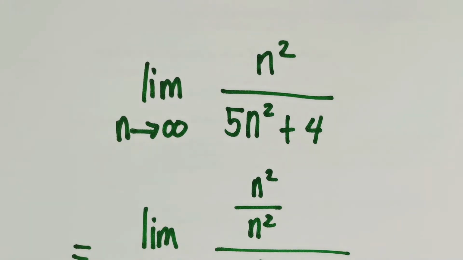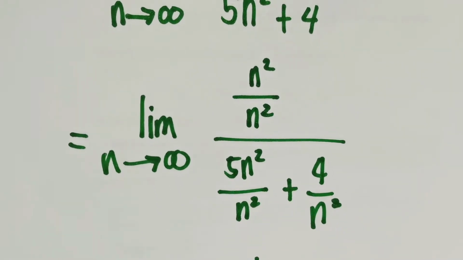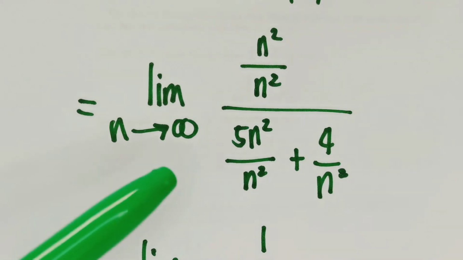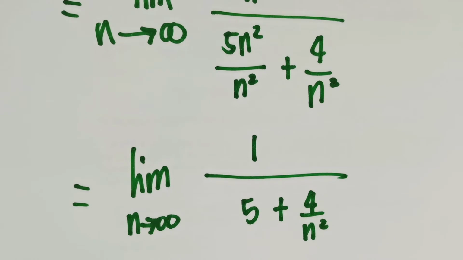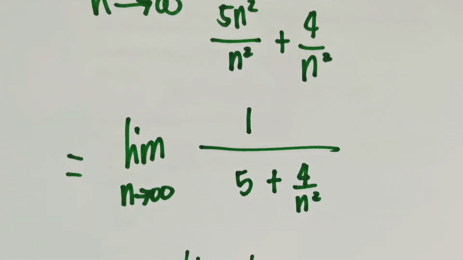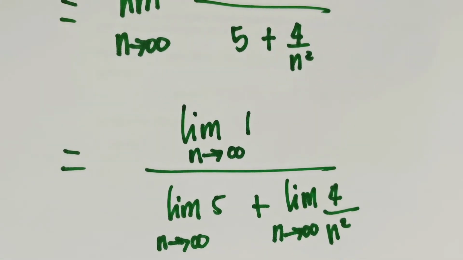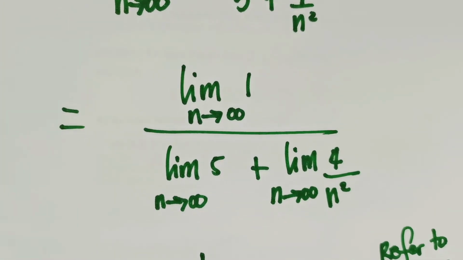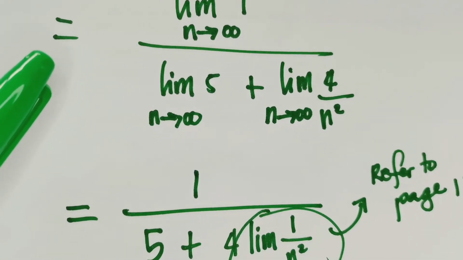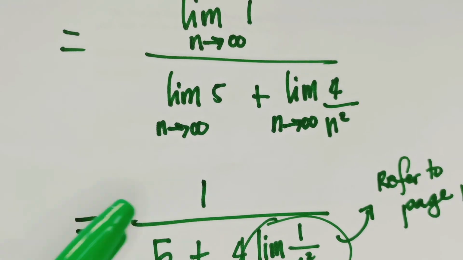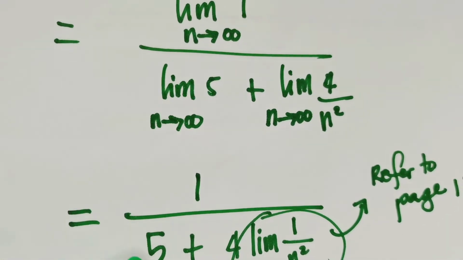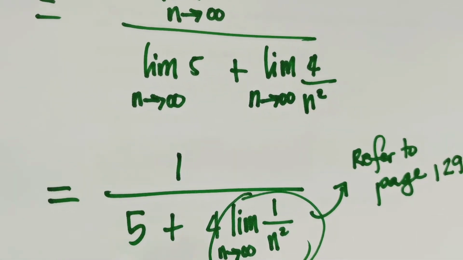So first, we have to divide both the numerator and denominator by n squared. So you will get 1 all over 5 plus 4 over n squared, after which we evaluate the limit of the numerator and the denominator. And as we all know, the limit of 1 is 1 as n approaches infinity. So the limit of a constant is still the constant, so we still have 5 in here.